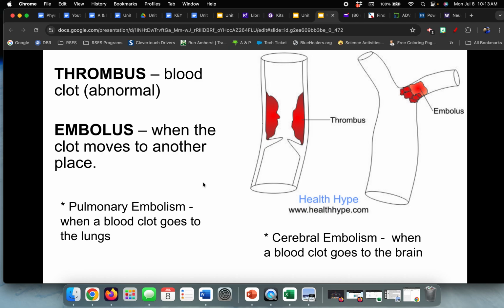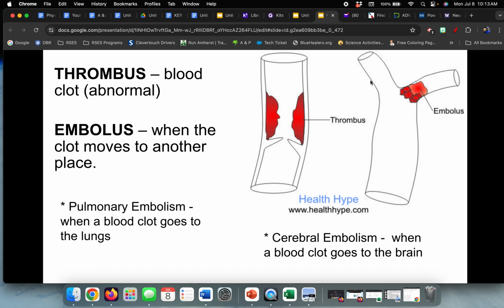These are problems with blood clots. I said usually coagulation is a good thing, but if you have a thrombus, it's an abnormal blood clot, and that's going to cause problems because you can see it's not going to stop the bleeding enough. And an embolus, you've probably heard embolism. An embolus is when a clot moves, so it leaves where it should be and goes somewhere where it shouldn't.